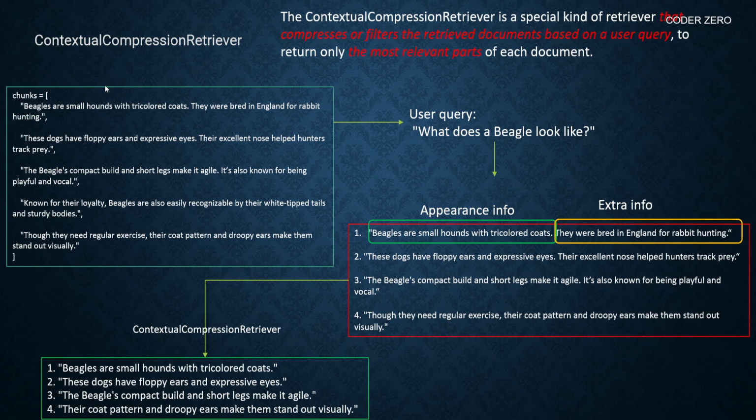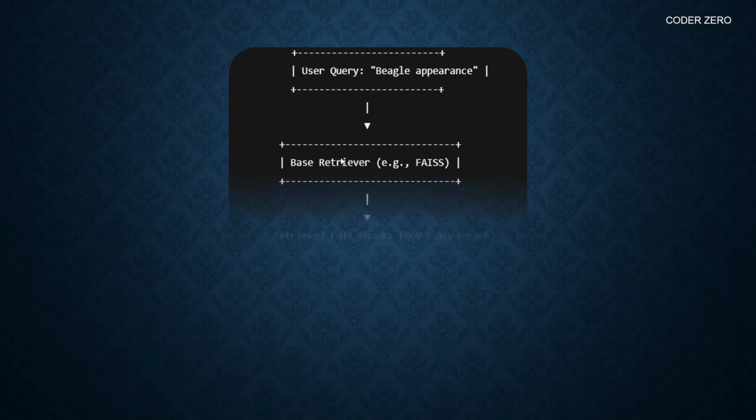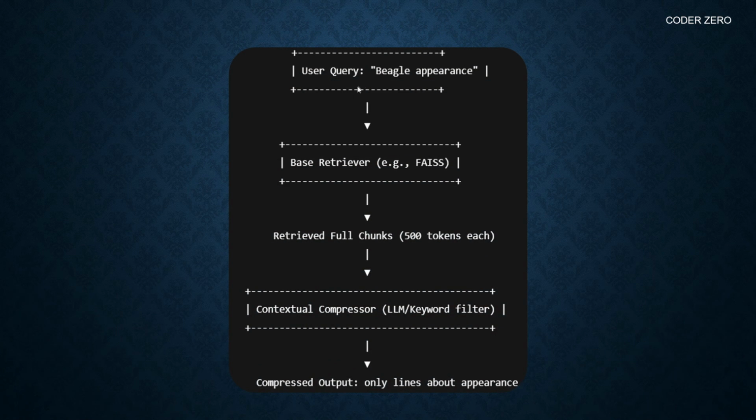So the pipeline for this contextual compression retriever will be something like this. We receive the user query, we create the base retriever, then after that we retrieve the relevant documents, then we'll pass that to a compressor and it will remove unnecessary information and it will keep only relevant information with respect to our user query. And the compression happens by using an LLM.